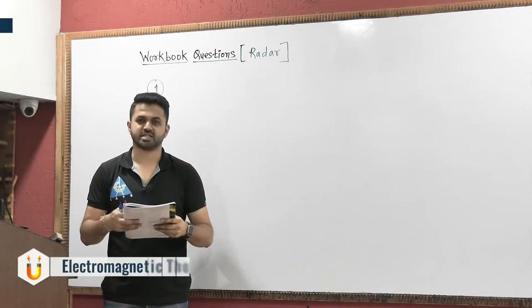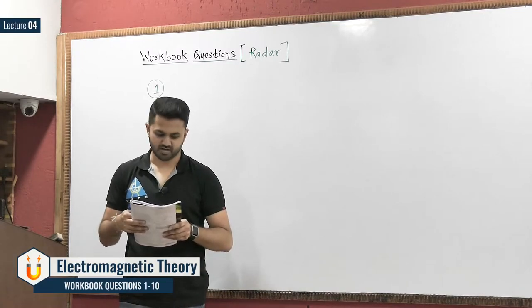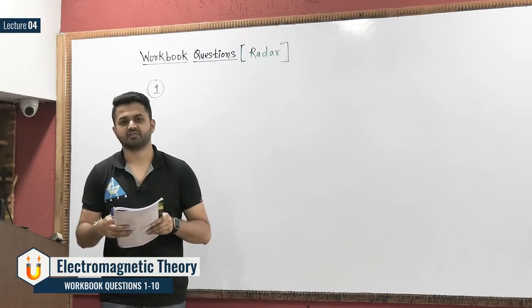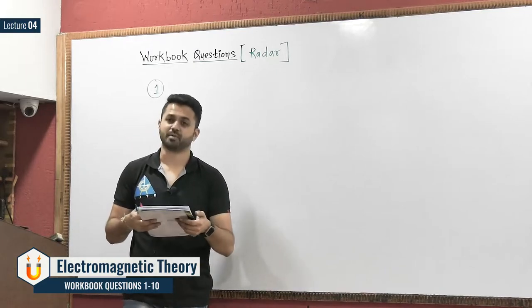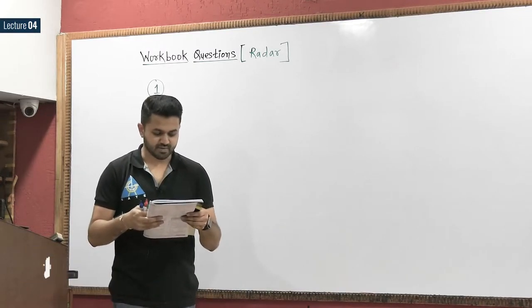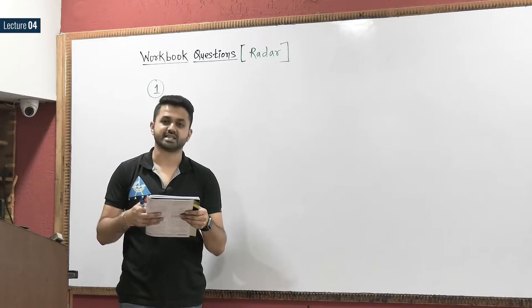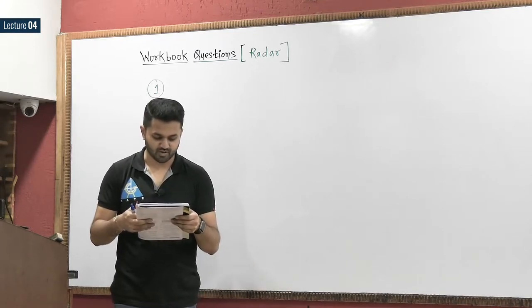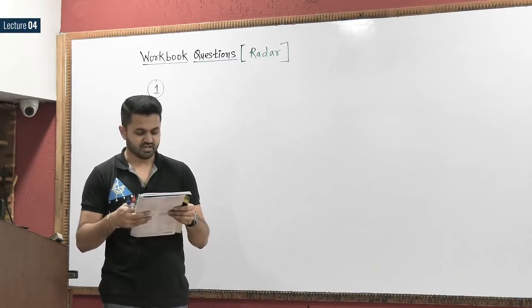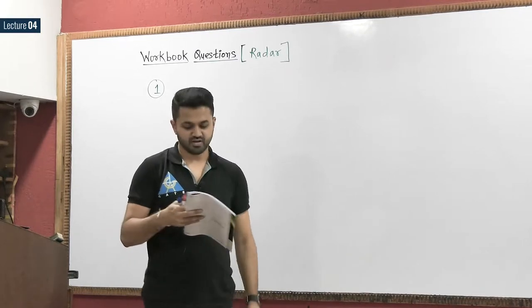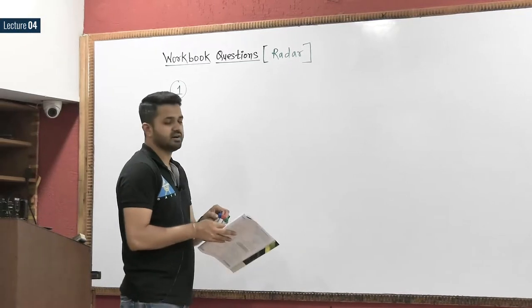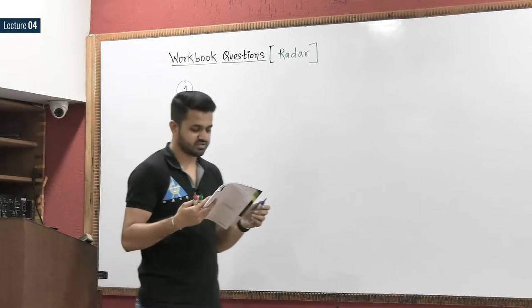Next is the chapter Basics of Radar and Optical Fiber, in which we are taking the first question from the topic radar. In pulse radar, the peak radar transmitter power is increased by a factor of 81, keeping all other parameters unchanged. The maximum range capability of the radar increased by a factor of? So here we have to calculate the range.